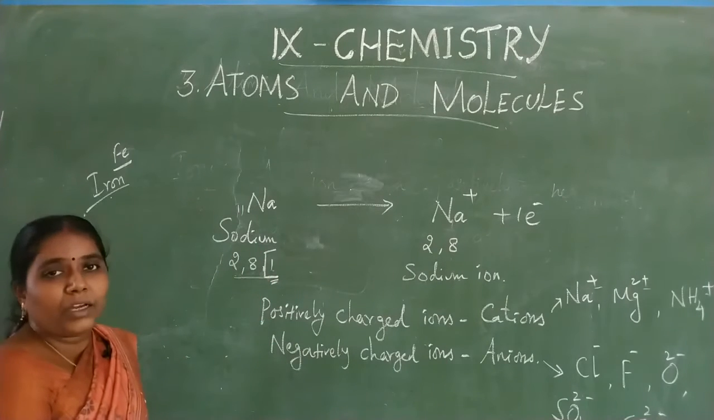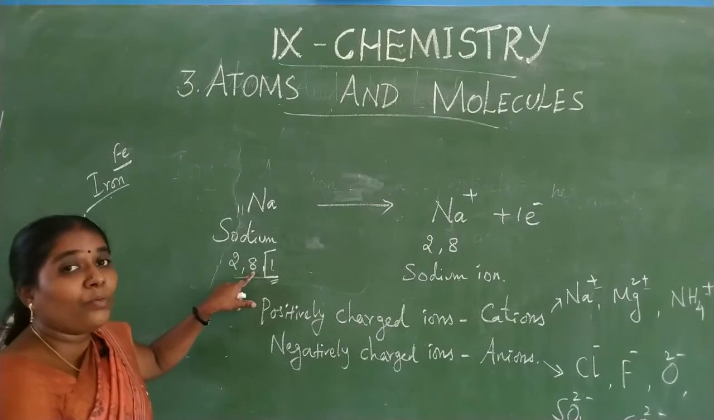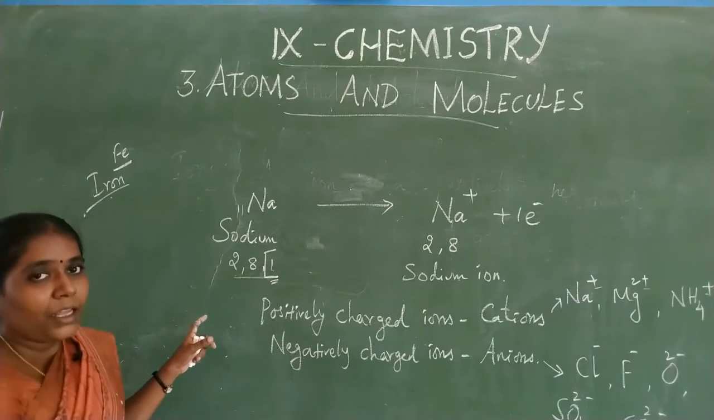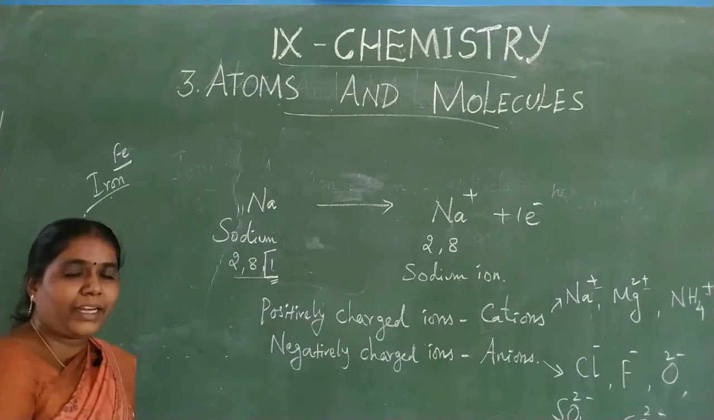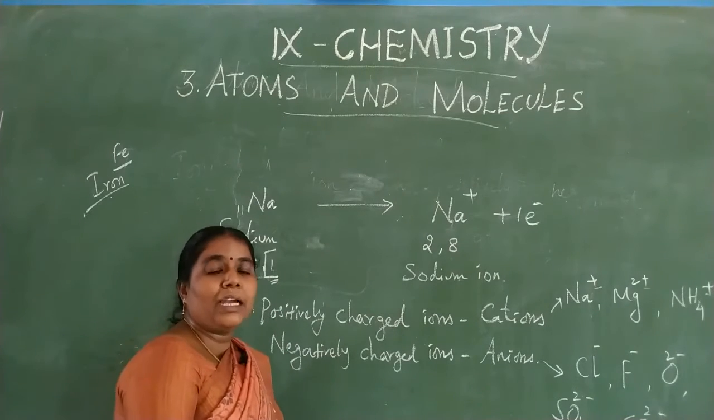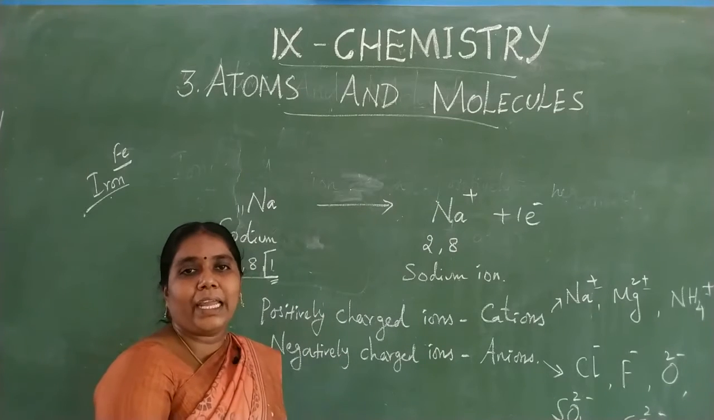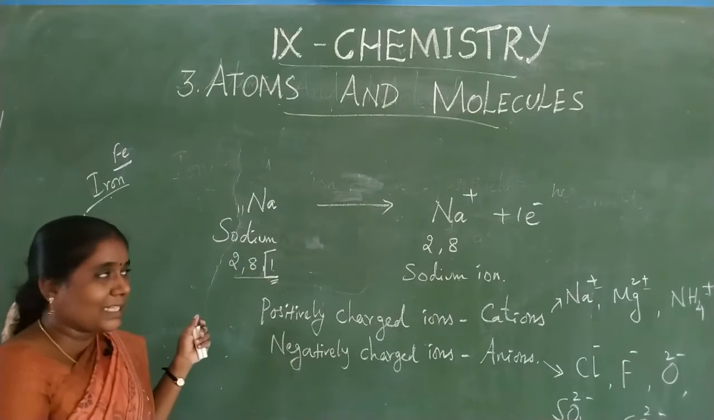Now you want to know the answer: why will sodium lose an electron? Because during a chemical reaction, all the elements are involved in attaining a stable state. That's why it will lose an electron, or gain an electron, or share electrons. About that we will discuss later.